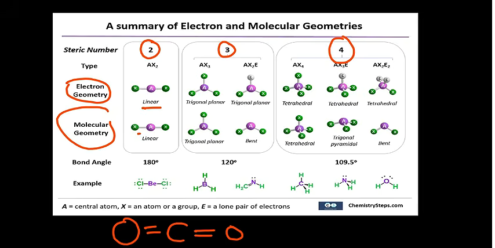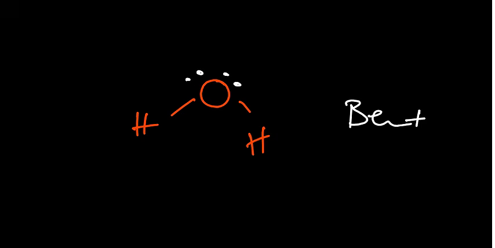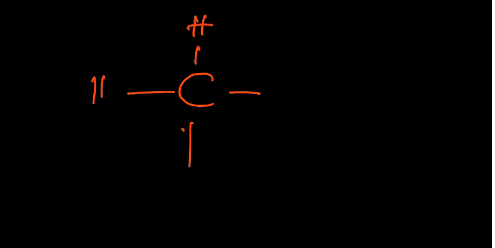Now let's look at what we have in this case. What good example can we have for a tetrahedral? You can think of methane, for example, carbon connected to four hydrogen atoms. That is clearly tetrahedral. So when you've got four connections like that, it's tetrahedral.